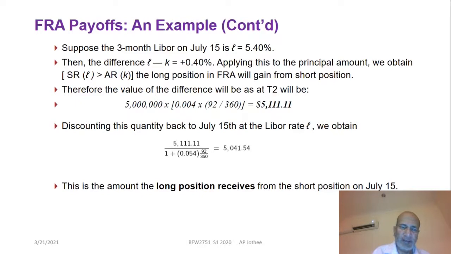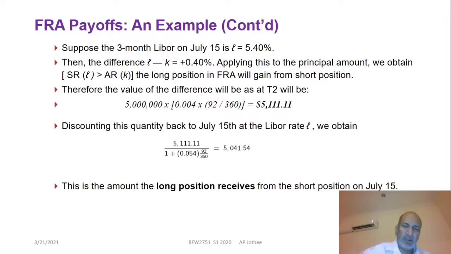Okay, apply this to the principal amount. We obtain SR, that is L, is higher than K. So the long position in the FRA will gain from the short position. You must construe it like that. Because SR is higher than K, that means the variable rate has gone up between time 0 and time T1. So what you agreed was K. Since SR was higher than K, then you being in the long position will receive money from the short position.